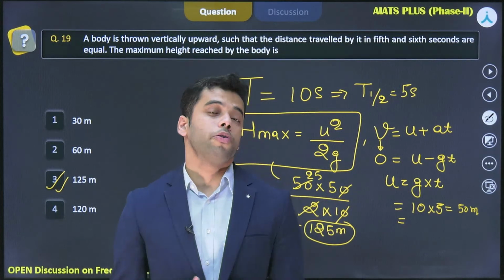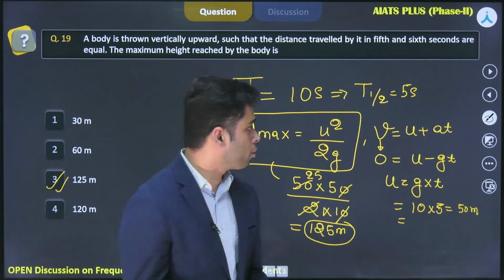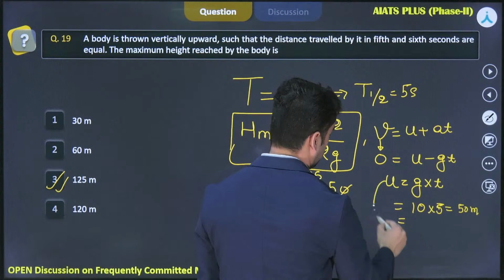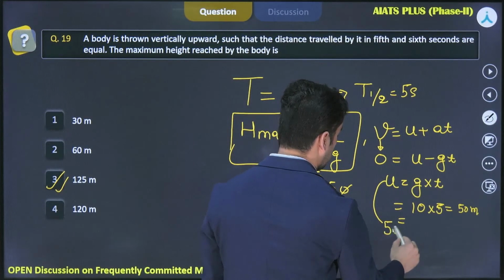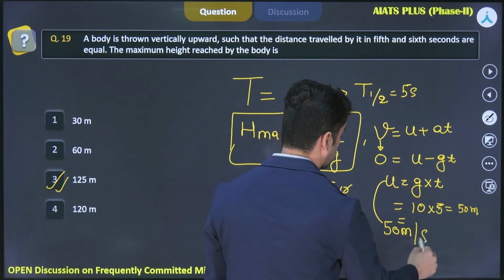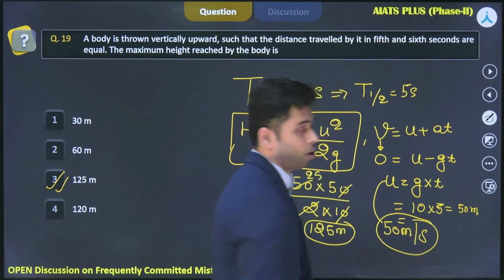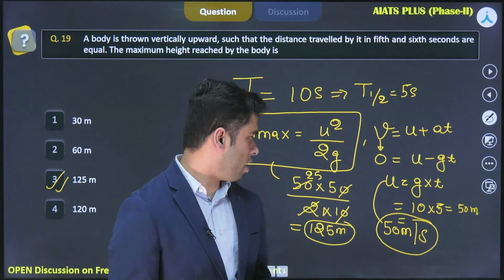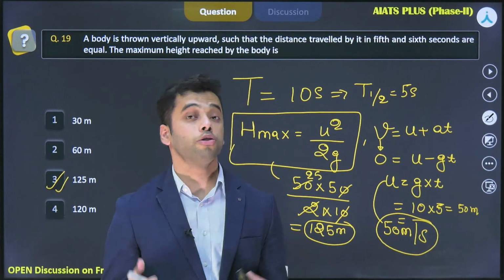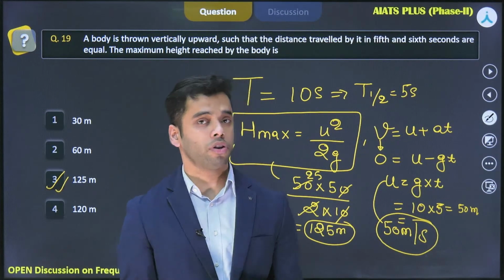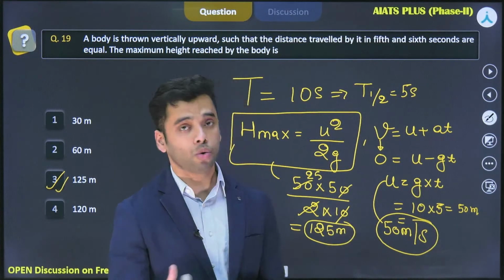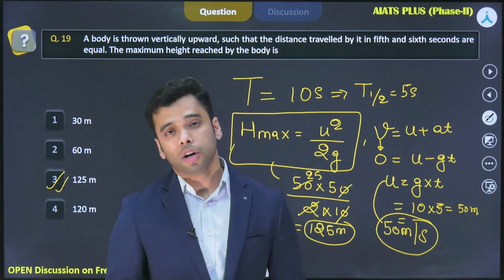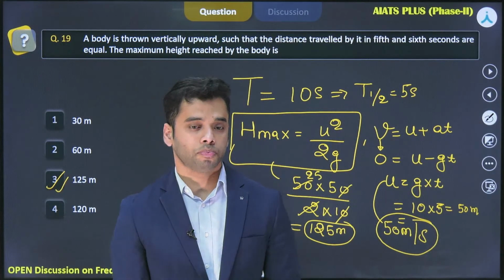So dear students, 125 is the maximum height, and you also calculated what should be the velocity of projection. From here, it is coming out to be 50 meter per second. So yes, 50 meter per second is the velocity of projection. You also calculated the total time taken for the motion, the time taken to cover the upward part, the time taken to cover the downward part. So that's how you deal with such kind of problems.